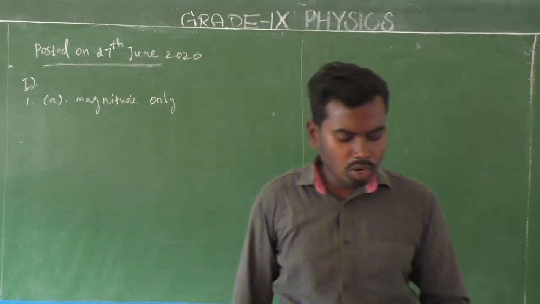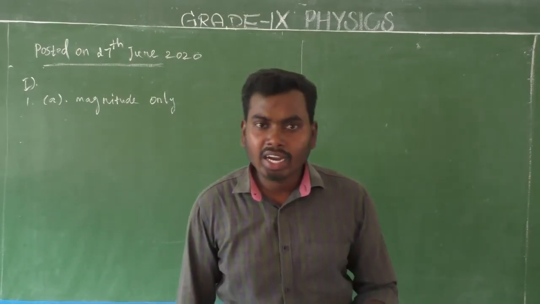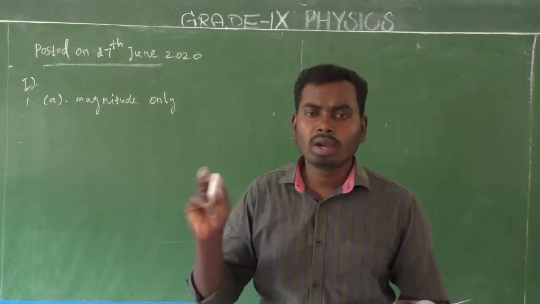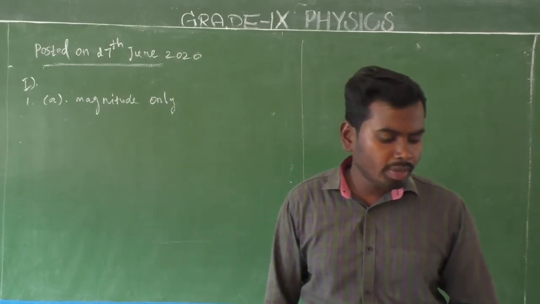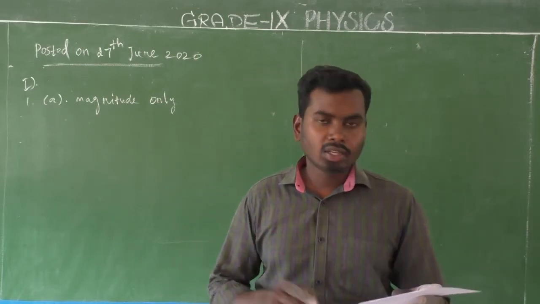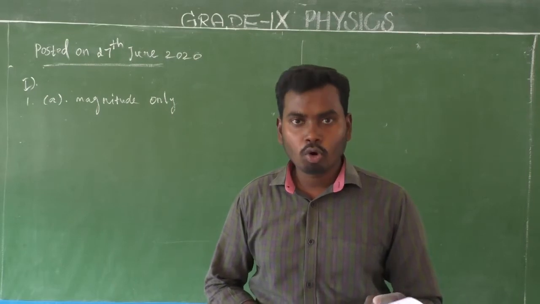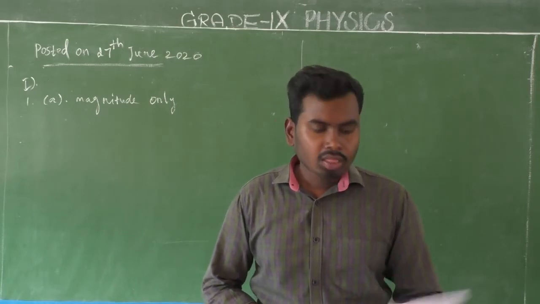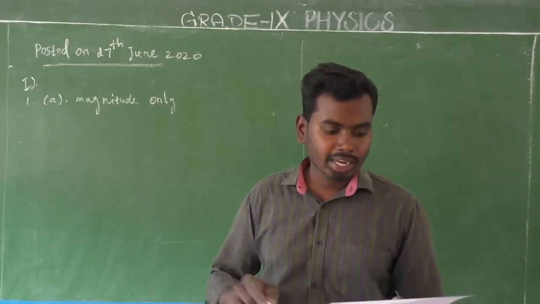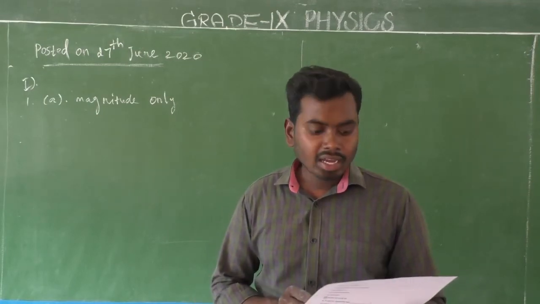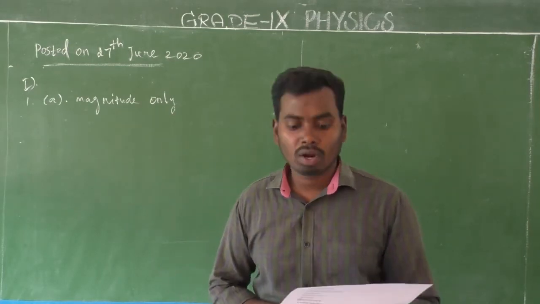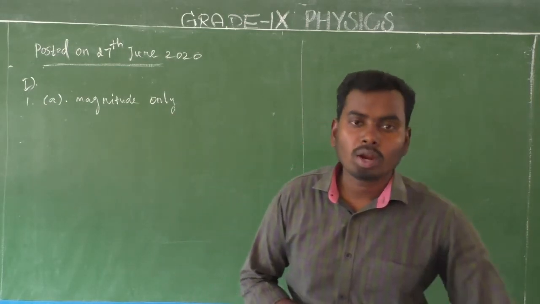Next one, second question. When a body covers unequal distances in equal intervals of time, it is said to be in what motion? The options are: first one linear motion, second one uniform motion, third one non-uniform motion, fourth one vibratory motion.